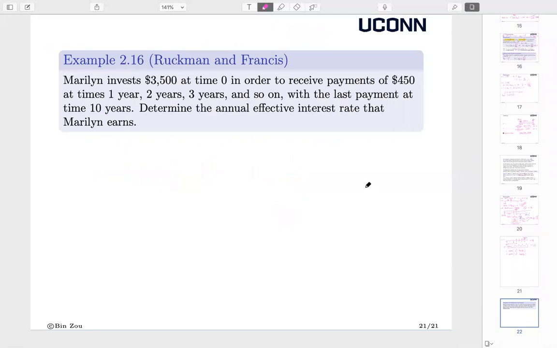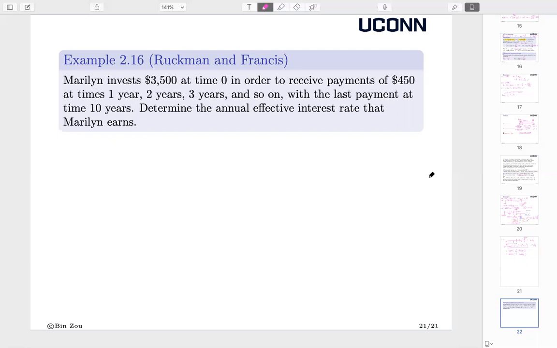The last question, it's somehow more complicated. Okay, and if you feel okay with example 2.16, you should be ready for the actual SOA questions. So let's study this example together. Marilyn invests $3,500 at time 0 in order to receive payments of $450 at times 1, 2, 3, and so on, with the last payment at time 10 years. Determine the annual effective interest rate that she will earn.